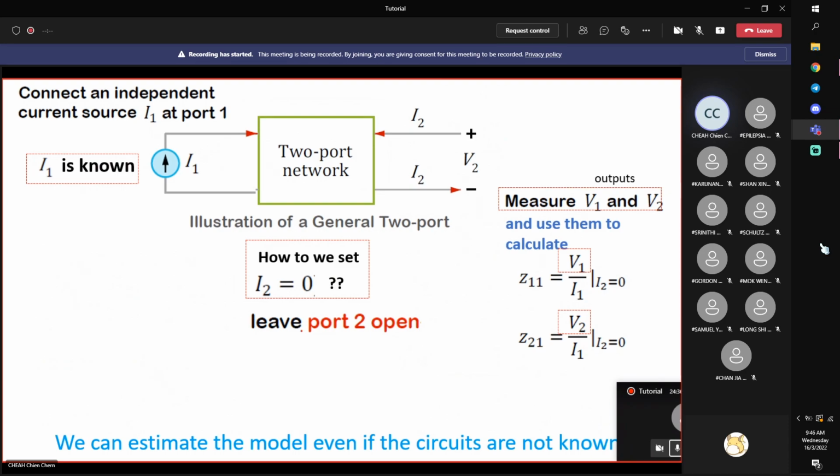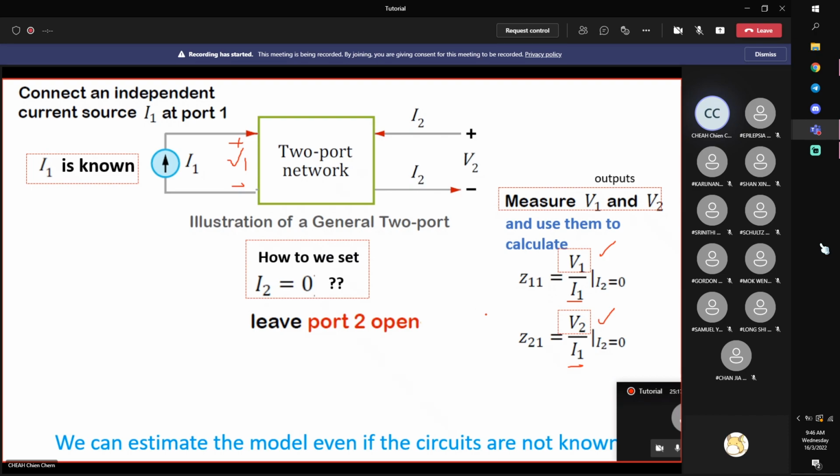So the whole procedure is shown in this slide over here. Because we want only one variable, I1, we open port 2 so that no current can flow in port 2. Then we inject a known current into port 1, and then we do measurements. For example, connect some voltmeters to measure V1 and V2. Knowing V1 and V2, and I1 is known because you inject it, for example, 1 ampere, 2 amperes or any values, because V1 and V2 will be proportional. This is a linear circuit. And then we can calculate Z11, Z21.